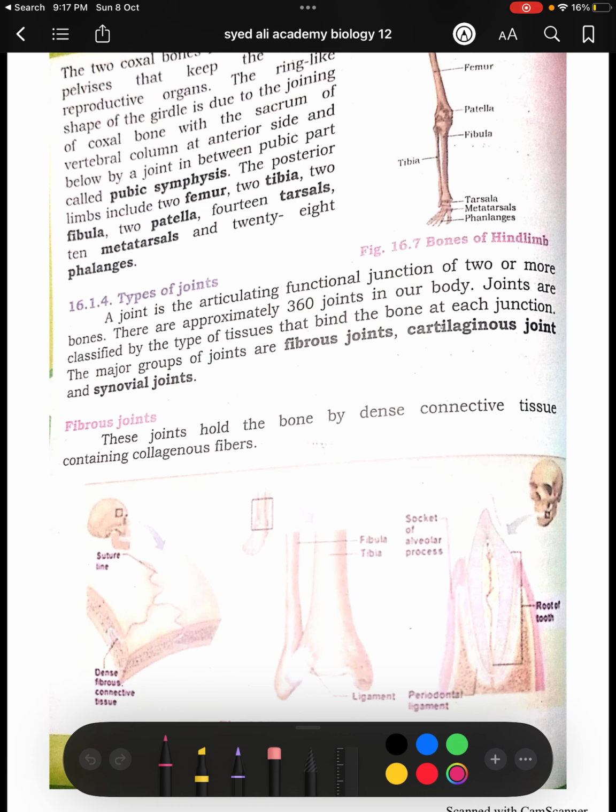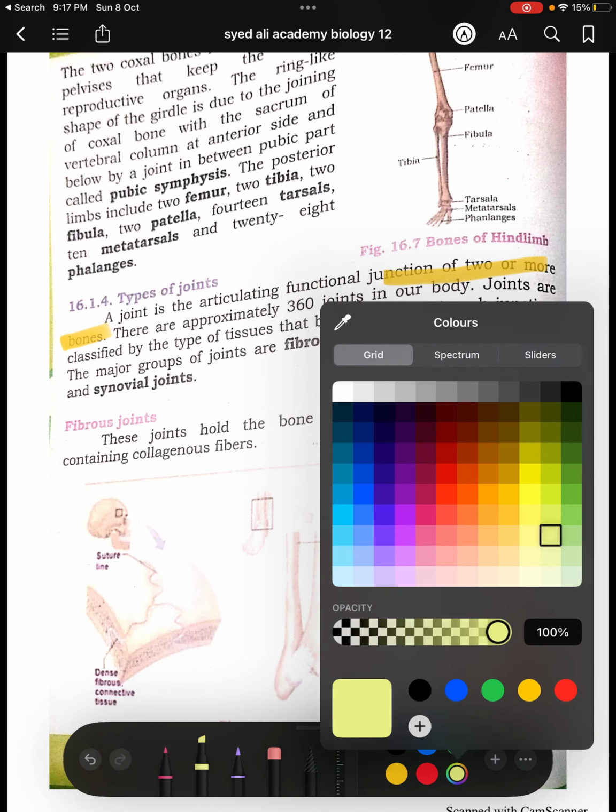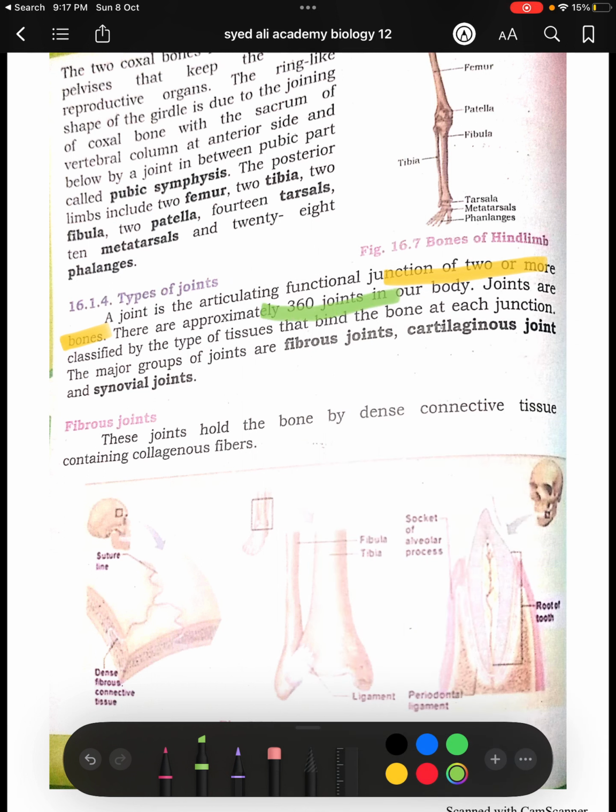Now, types of joint. A joint is the articulating functional junction of two or more bones. There are approximately 360 joints in our body. So this is a thing to remember, that there are 360 joints in our body. Joints are classified by the type of tissues that bind the bone at each junction. The major groups of joints are fibrous joints, cartilaginous joints, and synovial joints. So the first thing to remember is how many joints are there? Approximately 360 joints.